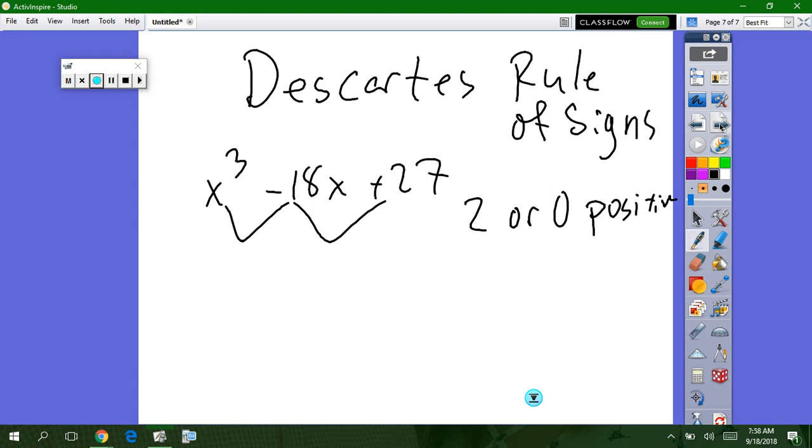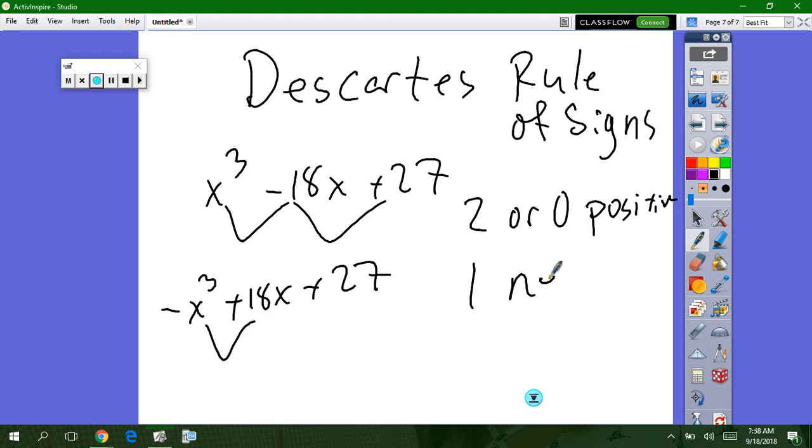How do I find out the negative zero? Well, you take the function. It's kind of like an odd function. You just replace everything with -x. So if I replace this guy with -x, what does he come out to be? -x cubed, right? What does he come out to be? A positive 18x plus 27. How many sign changes? 1. So I had 1 negative zero for sure.